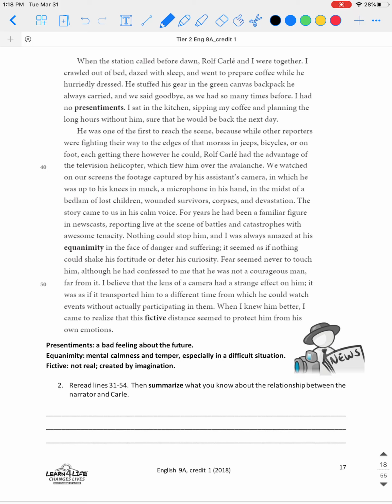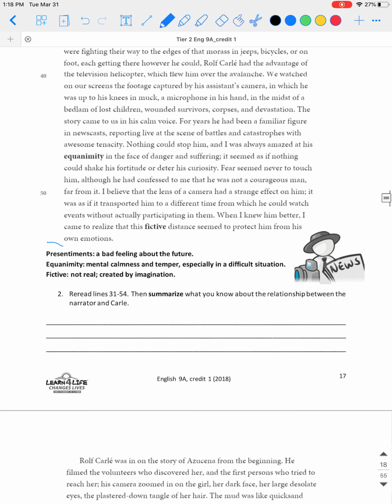So in question 2, you're going to reread lines 31 through 54 and summarize what you know about the relationship between the narrator and Carl. So if you're looking at 31 to 54, so basically this is a couple paragraphs right here, you're going to answer the question: who is the narrator, and what is the relationship with Rolf Karl? So go ahead and answer that, and then we'll move on.